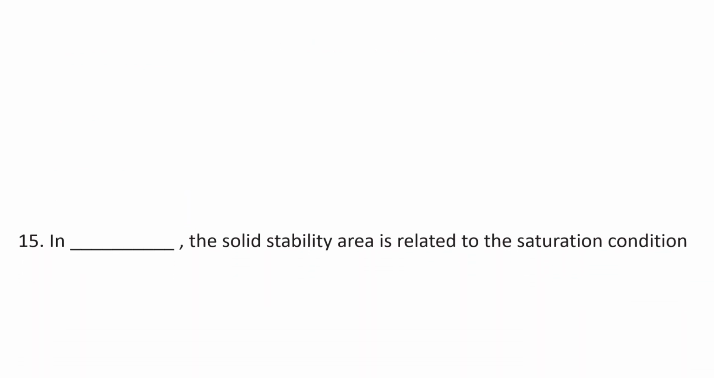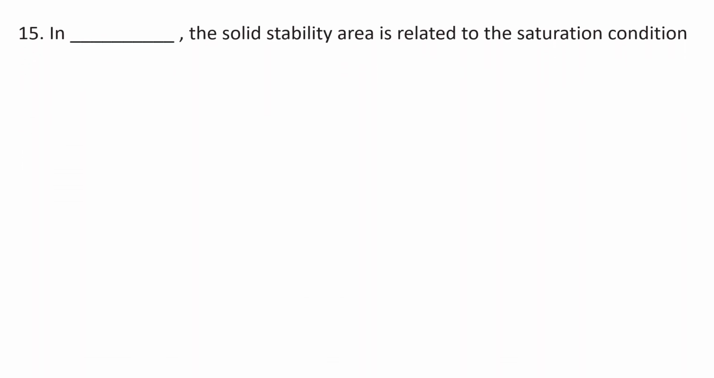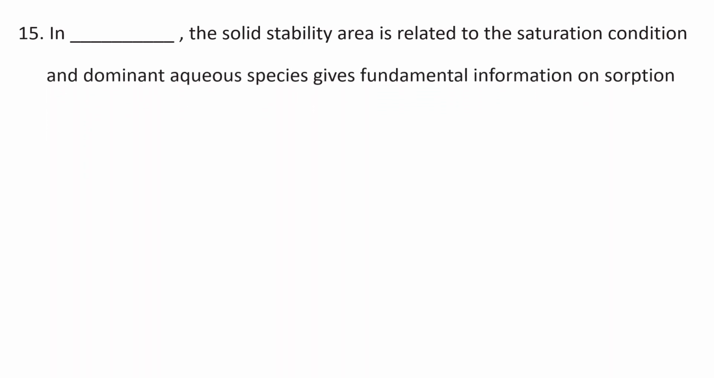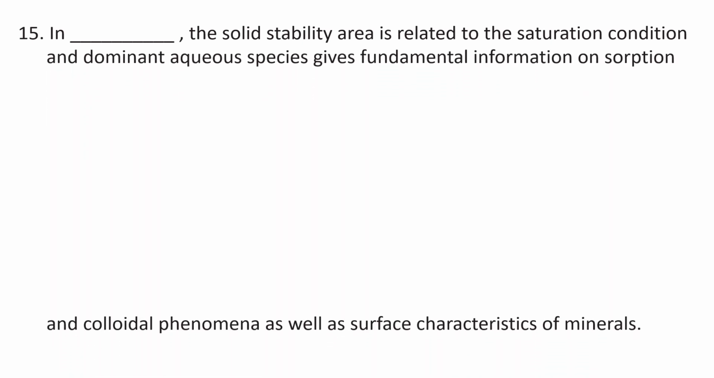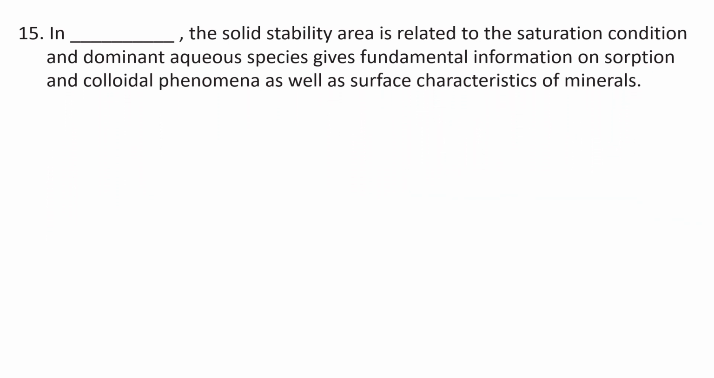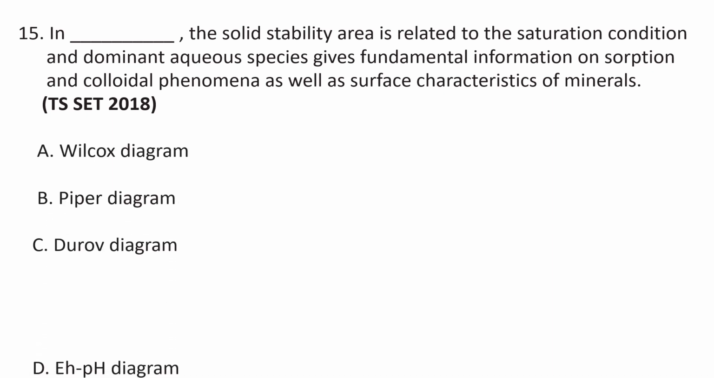Next question. In the diagram, the solid stability area is related to the saturation condition and dominant aqueous species, which gives fundamental information on sorption and colloidal phenomena as well as surface characteristics of minerals. So which diagram is related to the saturation condition of the dominant species, which gives us fundamental information on sorption, colloidal phenomena, as well as the surface characteristics of minerals? A. Wilcox diagram, B. Piper diagram, C. Durov diagram, and D.